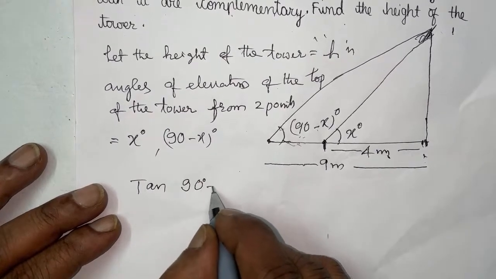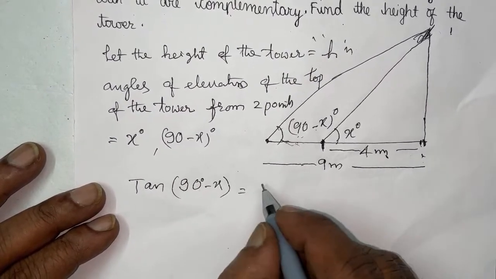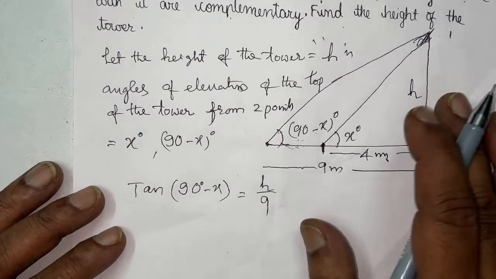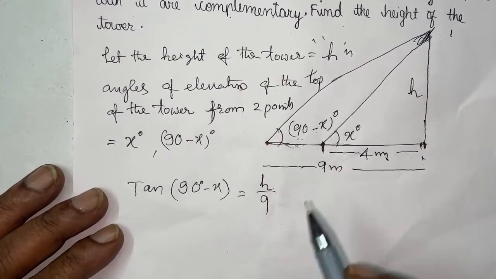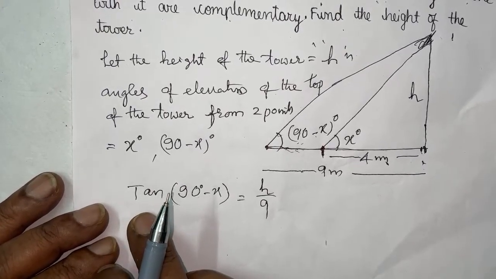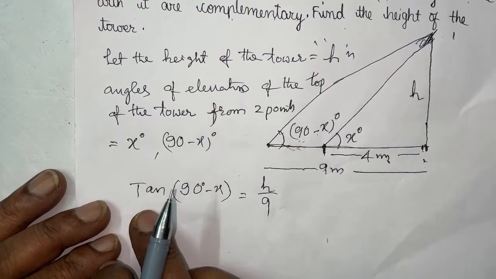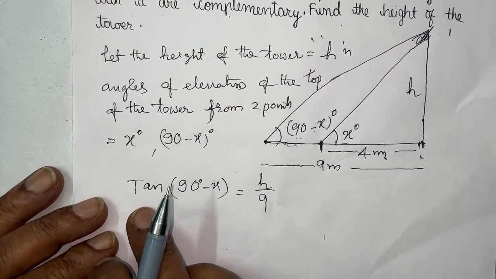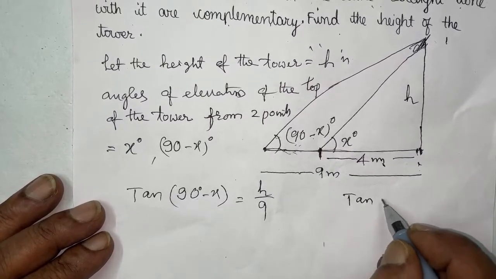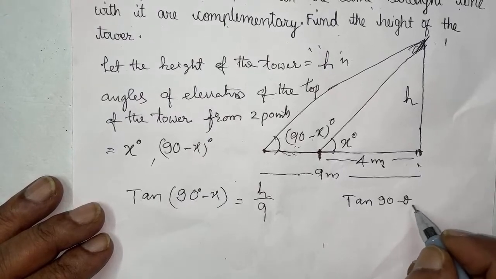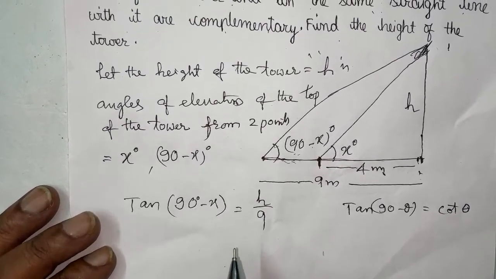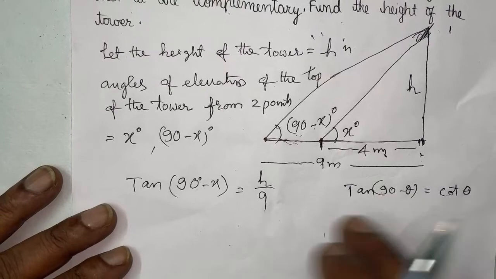Tan of 90 minus x is equal to h by 9. This is the height of the tower, h, and the adjacent is 9. Now what is going to be here? According to 11.3, all the sums depend upon the special ratios. What is that ratio? Tan 90 minus theta is equal to cot theta. This is the formula we have to apply here.